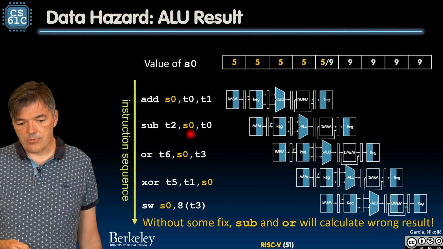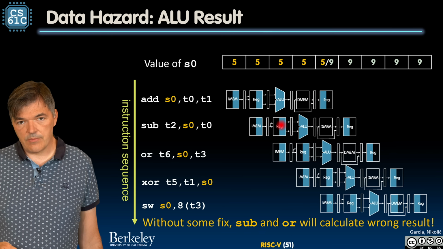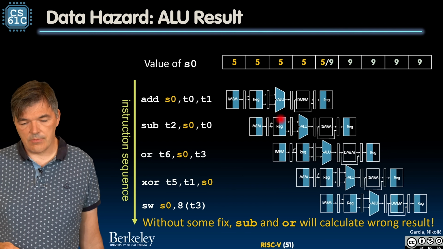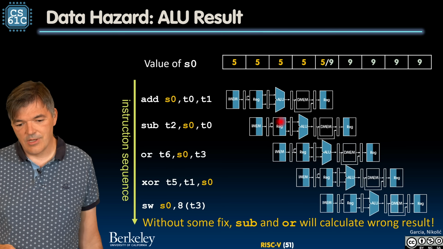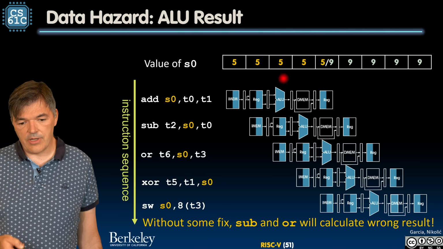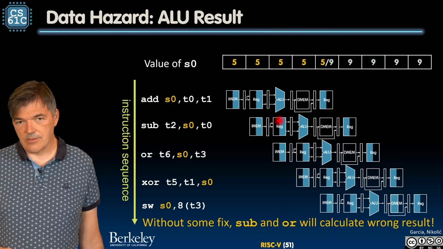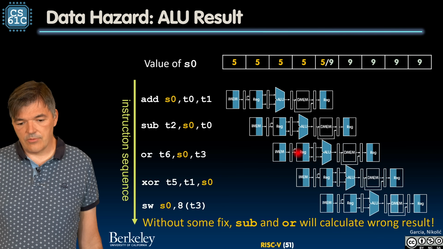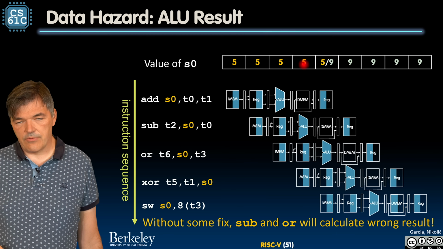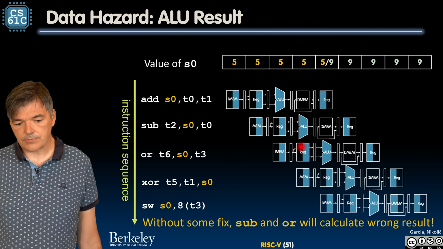So if the next instruction would like to use that when it goes to the register fetch stage, to retrieve the values from the registers during the instruction decode stage, what is it going to find? 5. That's a wrong value. That is not going to be good. What is the OR instruction going to find in the register file? Also 5. That's a problem.